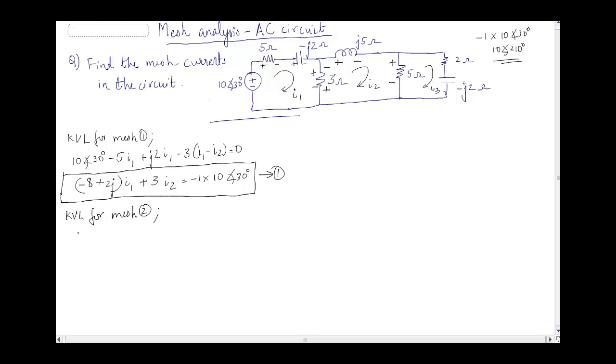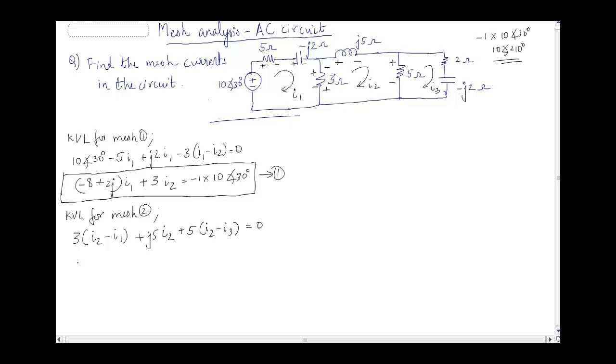So 3 (i2 minus i1), plus, so I'm taking backside here, this one also I will take the backside of the component, so plus j5 i2, and then here again we are having backside which is plus, so plus 5 (i2 minus i3) is equal to 0.